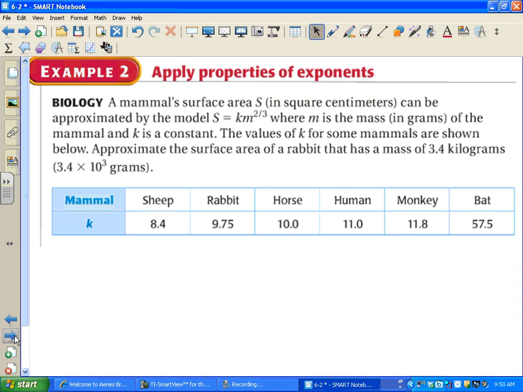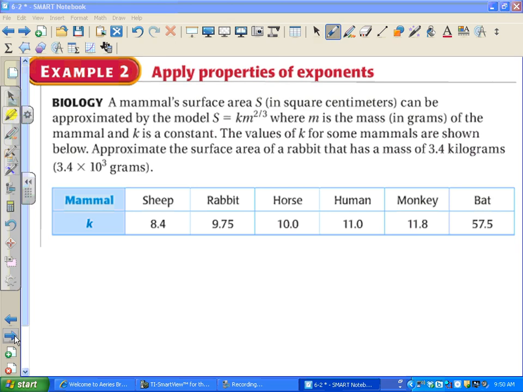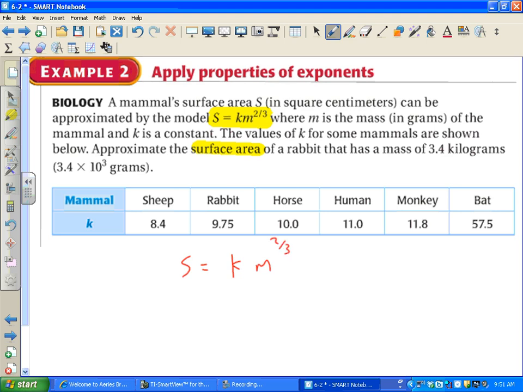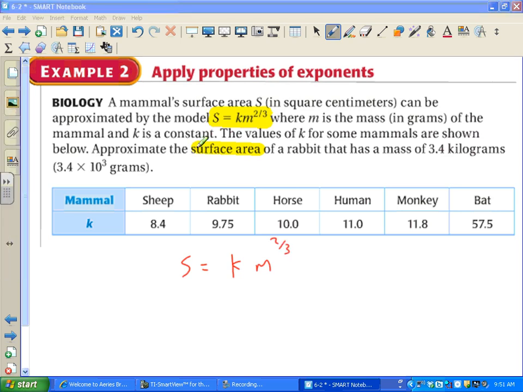So it's asking us to find the surface area. You guys are probably getting the pattern on these word problems, by the way. Surface area, they gave us an equation. We've got to plug the right things in the right place. So we're looking for surface area, so we're not going to plug anything in for S. We know that our equation is S equals K m to the 2/3. Obviously, we've got some fractional exponents. We've kind of been dealing with that the whole time.